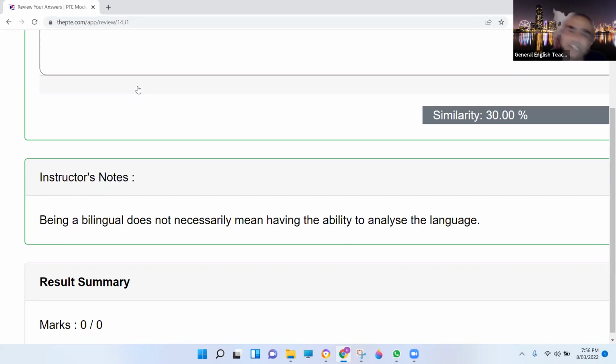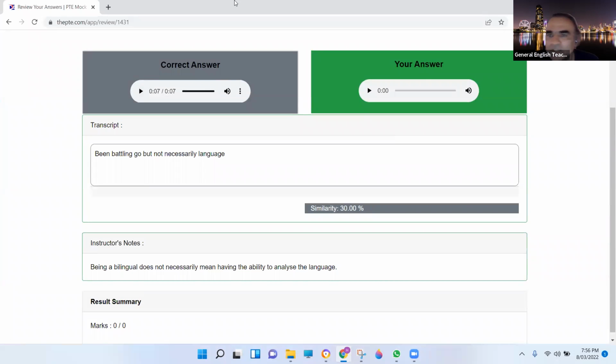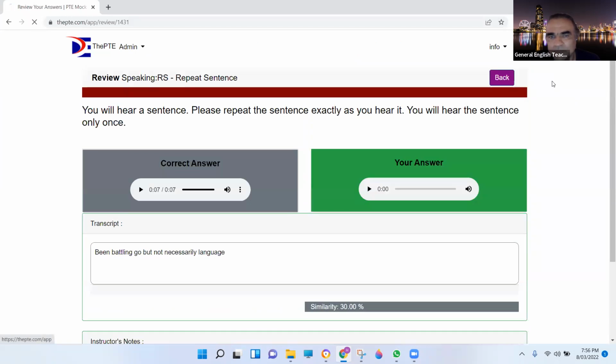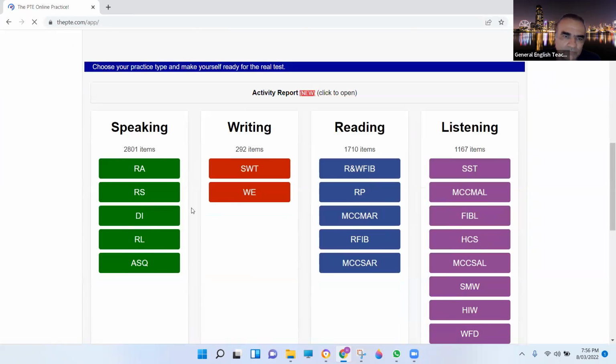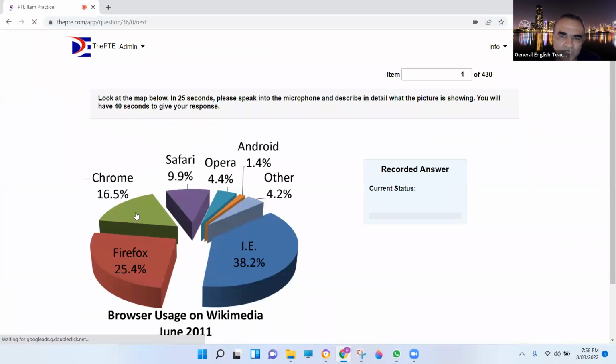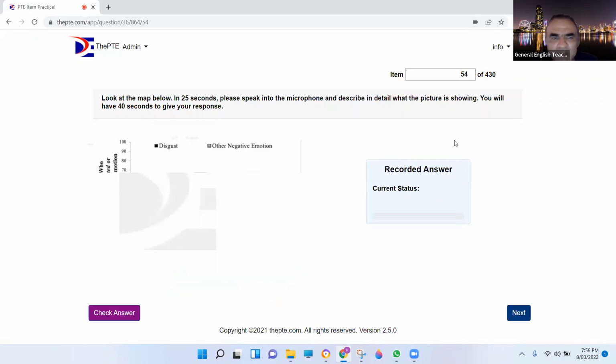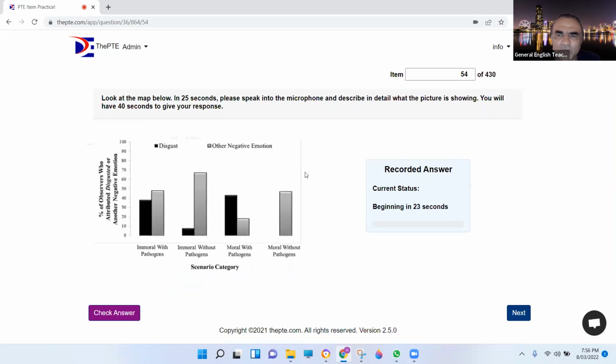Okay, being a bilingual does not necessarily mean having the ability to analyze the language. Okay, now the next section is describe image. Remember? You get 3 to 4 describe image, or maybe I'm not sure. Do you remember how many describe image you get? 4 or 5? Okay, this is for everyone.